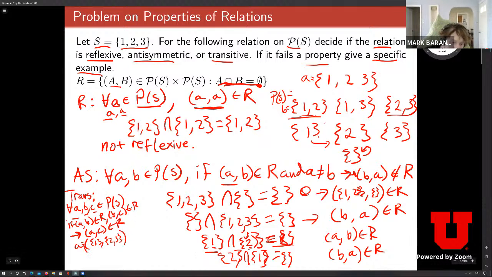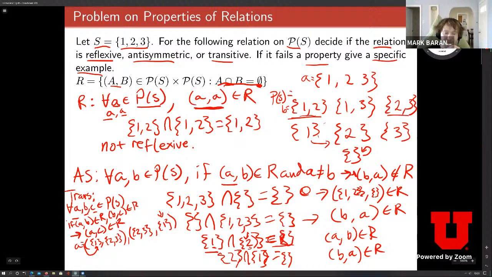A equals this. So now for our middle element, we're going to have B equal to 2, 3. And for C, we're going to have the set 1. So it's going to be the same as A. So as we discussed earlier, because intersection is commutative, both of these pairs are in the relation.